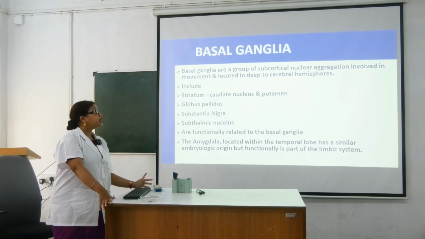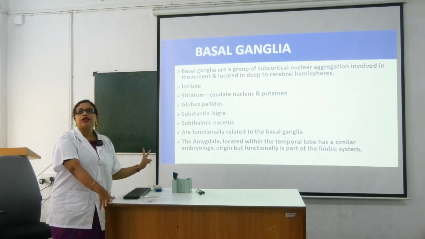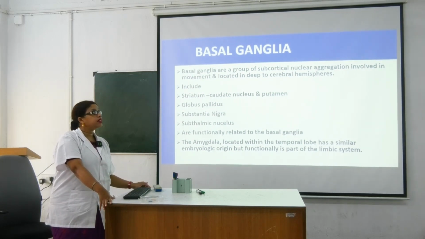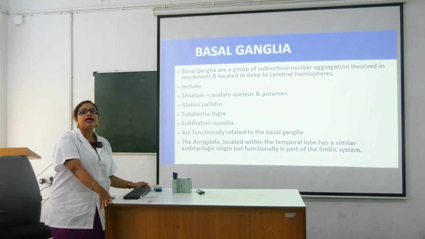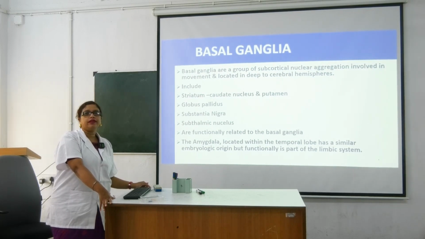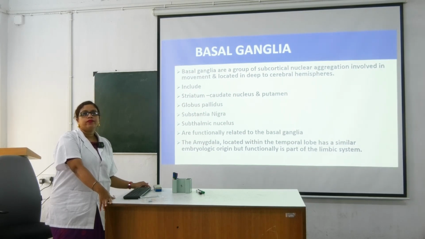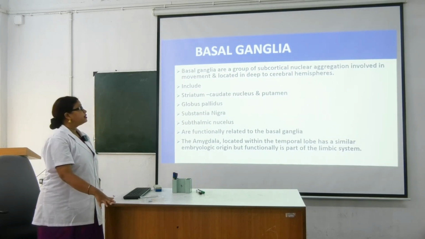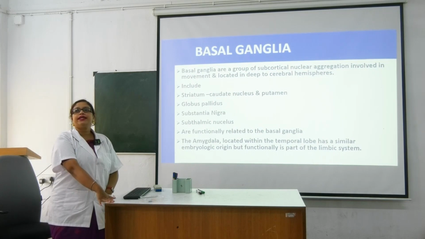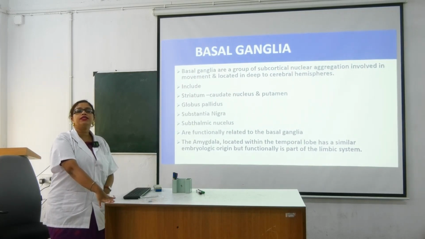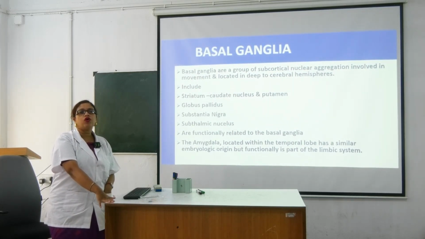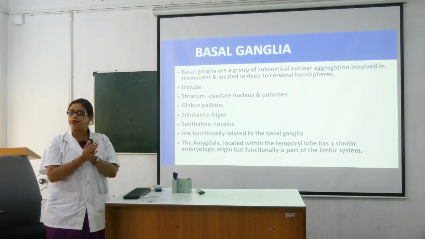Okay, so corpus striatum is composed of two structures. One is the caudate nucleus, and another one is the putamen. Okay, the second one is globus pallidus. I have already shown you the structure in the brain.